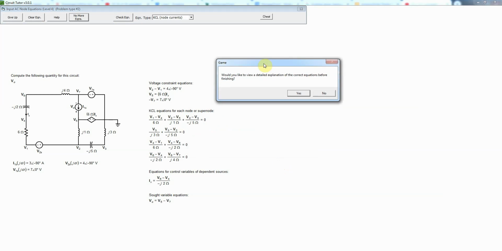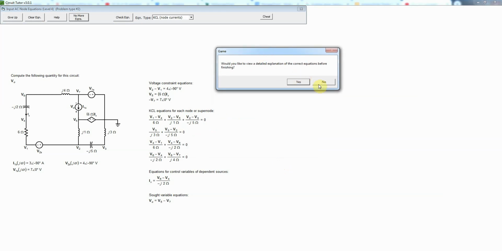And if we weren't sure about what we did, we could view a more detailed explanation, which I'll skip now in the interest of time.